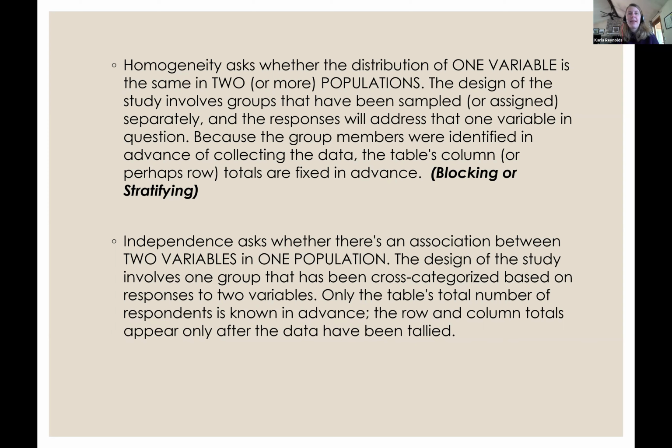Independence is you did an experiment or a study in one population, but then once you get the data, you separate the data out into two different groups. So that's independence. That's how you can tell the difference. So what homogeneity is looking for is if some variable is the same within two populations, and independence is seeing if two variables are different in one population.